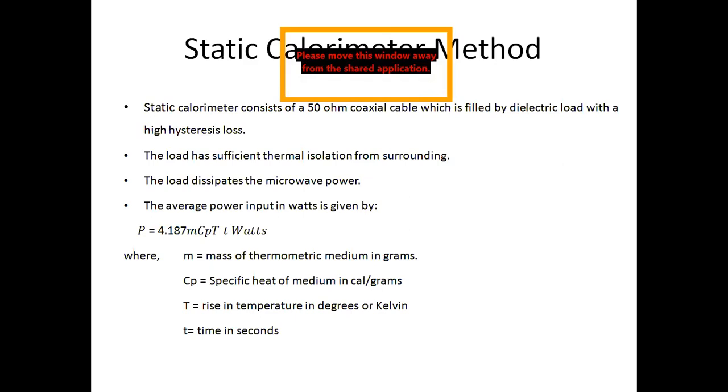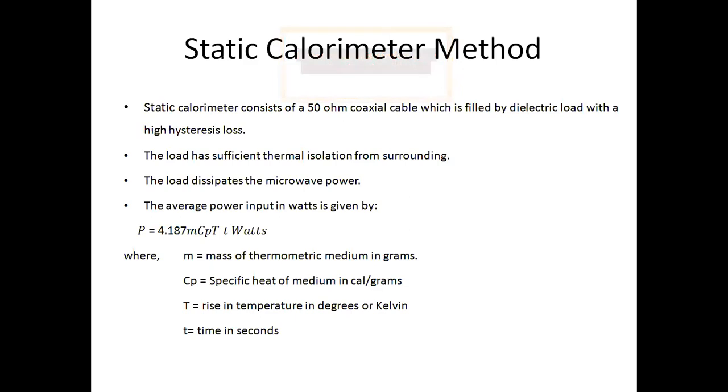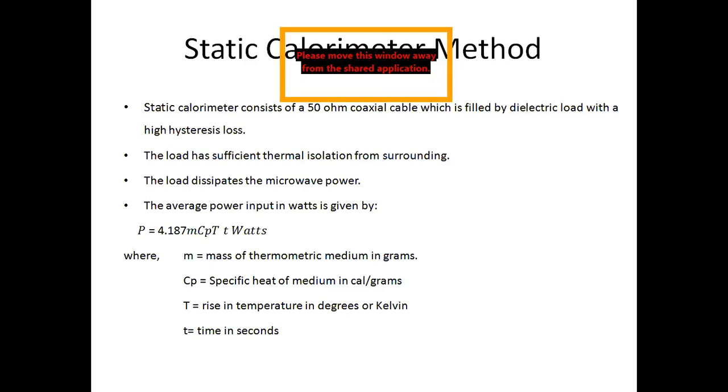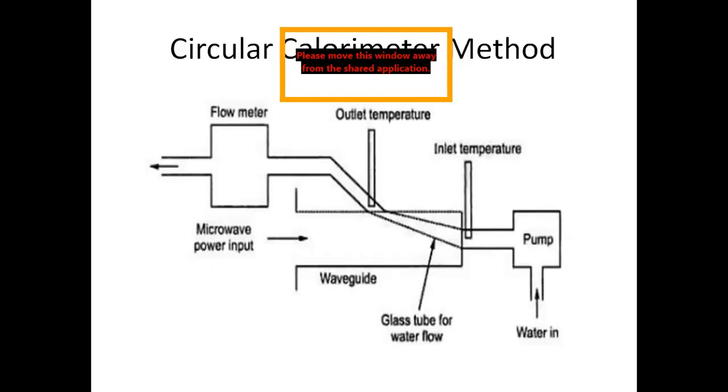Here m is the mass of the medium that is used. Cp is the specific heat. T is the temperature rise between before and after the RF power is applied, and t is the time difference between these two processes. One more thing is that the load is generally isolated from the surroundings, so that the ambient and room temperature make no difference in the medium power readings. The second type is the circular calorimeter method.